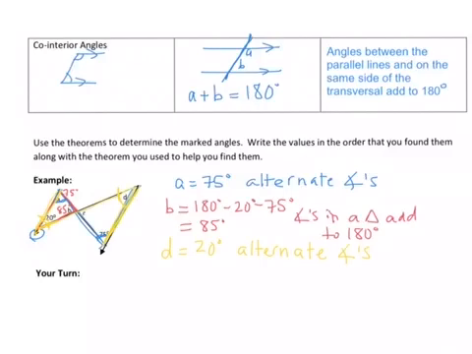I notice that I have two lines that intersect each other. This reminds me of my vertically opposite angles here. So that tells me the two angles across from each other in my diagram have to equal each other. So angle C will equal the same as angle B, which is 85 degrees here.